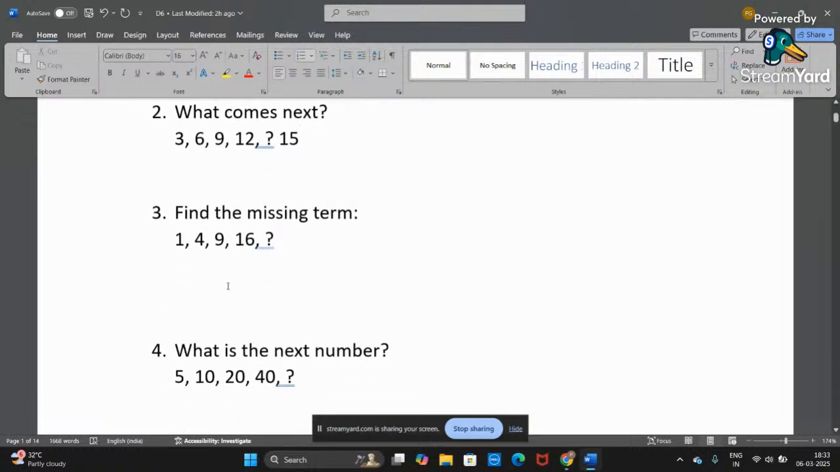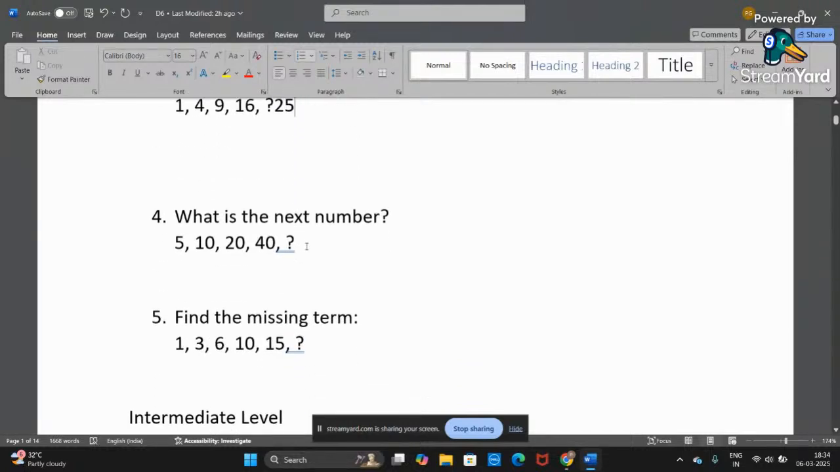Find the answer for the next one. What is the logic behind these numbers? What is the missing term? Did you get the answer? Yes, Suraj. This is 1 square, it is 1. So 2 square is 4. It is a square number. 3 square we get 9, 4 square is 16. Then this will be 25, because 5 square is 25.